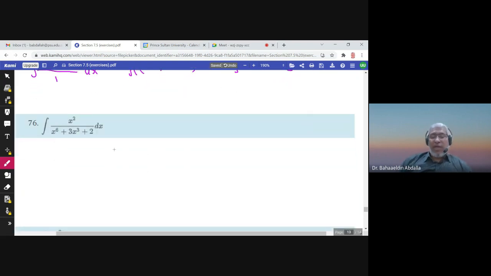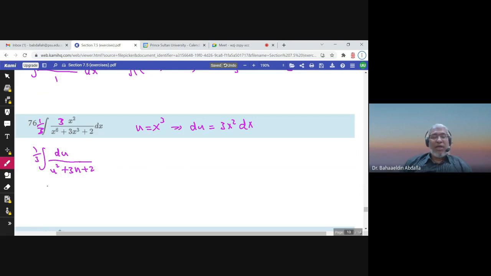Here, if I take x cubed as u, then du would be 3x squared dx. I have x squared, so I need 3 up, and 1 over 3 would be outside. And then I'll have du over x to the power 6 would be u squared. X to the power 3 is u.